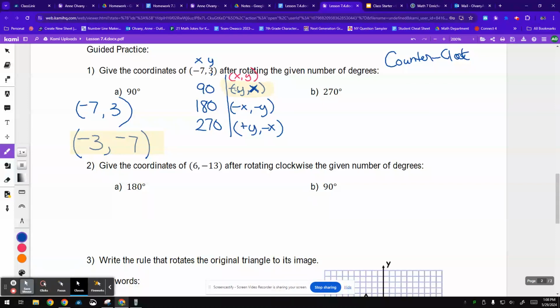Give me a point. 1, -6. If I'm going to do a 90-degree counterclockwise rotation, this is x, this is y. I'm going to take my y and move it to the front and make it the opposite of what it is. So -6 becomes +6. And then I'm going to take my x, whatever it is, and put it here.